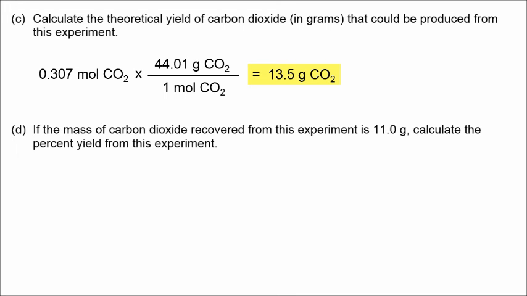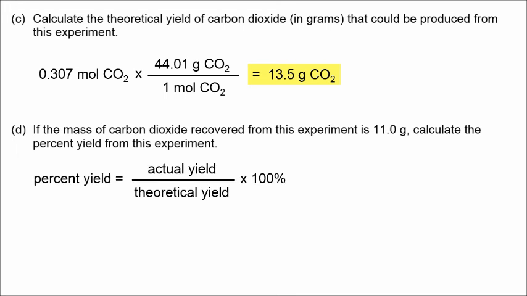The percent yield is calculated like this. It's actual yield divided by theoretical yield, and then times 100. So in this case, we have 11.0 divided by 13.5, and we get a percent yield that is around 81.5%.